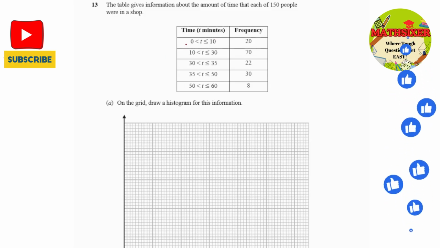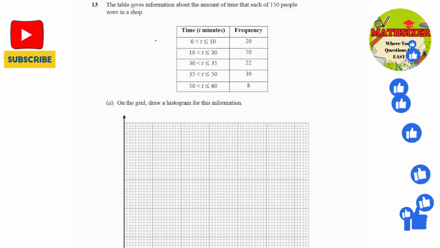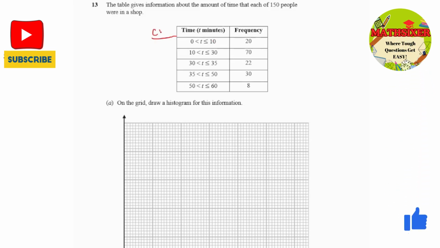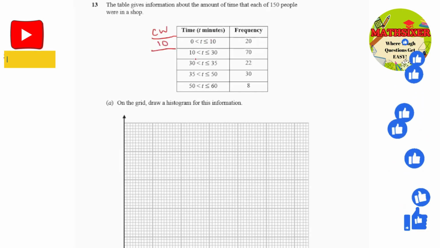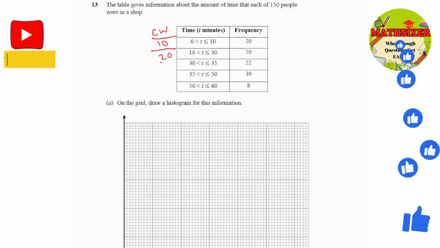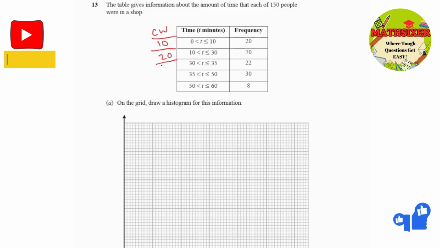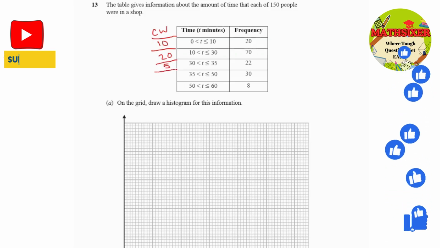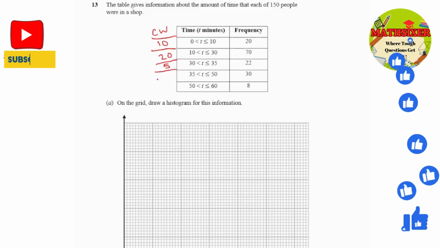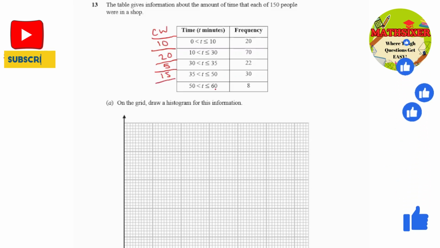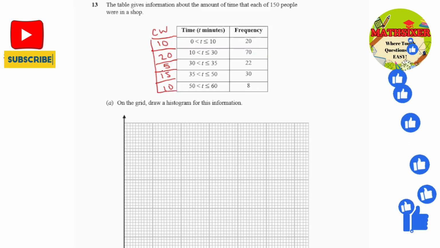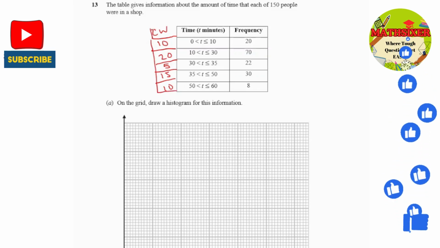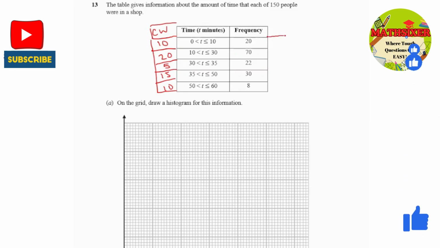Class width means, this is from 0 to 10. So let's write down here class width. From 0 to 10 is 10. 10 to 30 is 20. 30 to 35 is 5. 35 to 50 is 15. And 50 to 60 is 10. So we can clearly see that the class width is different. If the class width is different, we have to use frequency density.